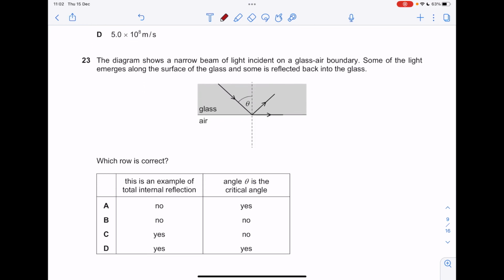The diagram shows a narrow beam of light incident on the glass-air boundary. Some of the light emerges along the surface of the glass and some is reflected back into the glass. Which row is correct? Now, the fact that that ray is passing along the boundary means that our angle of incidence must be the critical angle. So that means that theta sine is the critical angle. The next thing to ask ourselves, is total internal reflection taking place? Well, it's taking place here, but obviously this is refraction along here. So no, it's not taking place, which is why A is the answer.